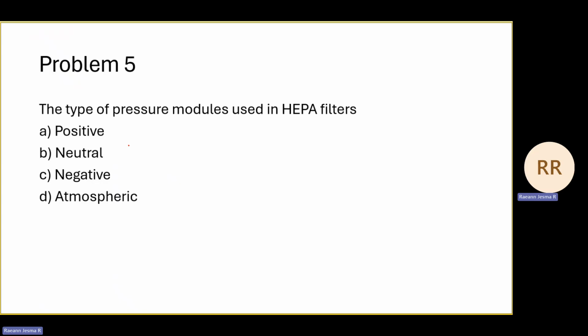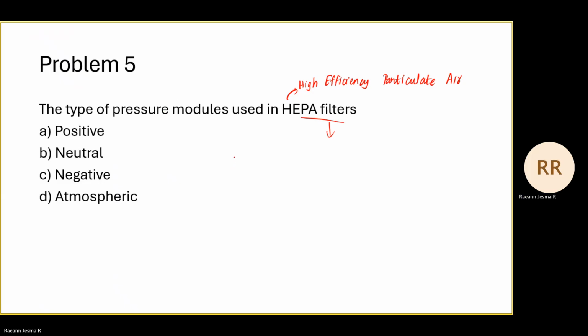So the full form for HEPA filter is high efficiency particulate air filter. This filter is generally used in clean rooms in order to have good control on the number of particles that are present. It is generally a mechanical kind of filter. So there is a type of pressure module that is used in HEPA filter in order to bring about the filtering process. We saw this, I think, in last week's question as well.